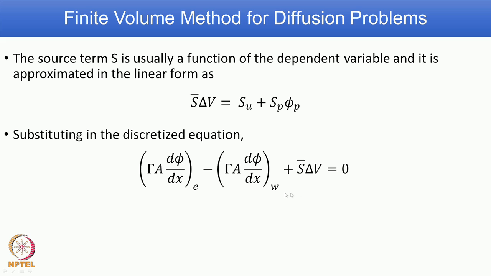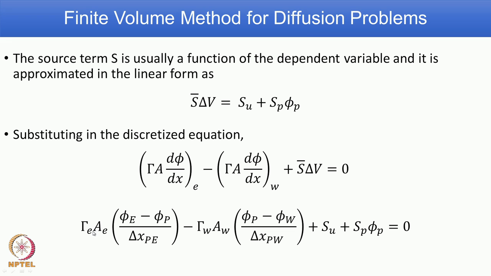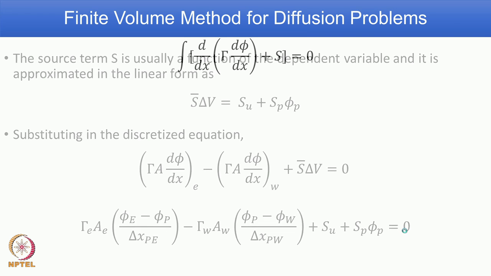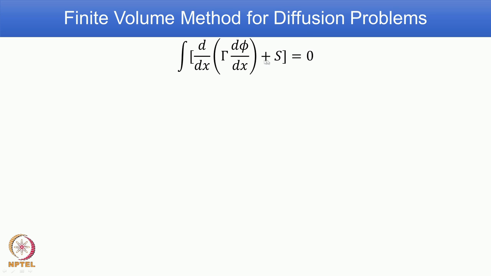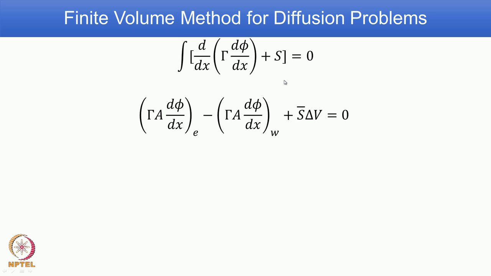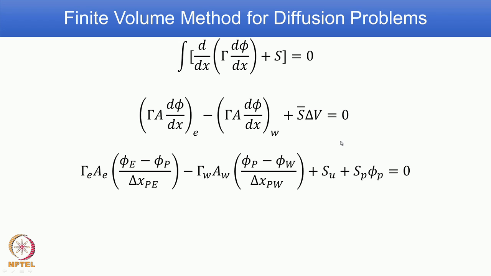This was the discretized equation. We have seen how to evaluate each of these for each face. So, we will substitute, we get gamma e A e (phi e minus phi p) by delta x p e, similarly the other terms, then the source term. So, the equation now is a discretized equation of the diffusion equation by following the finite volume procedure. We put all the things together. This was the original diffusion equation and we get a discretized equation. These are evaluated for the node that we have defined and we get the final discretized equation in this form.